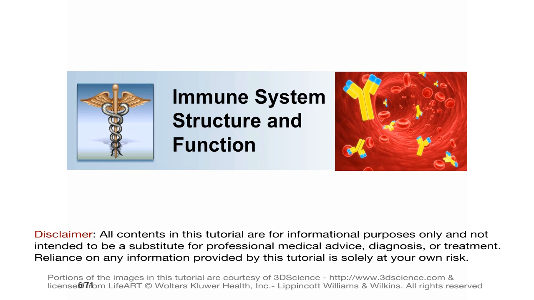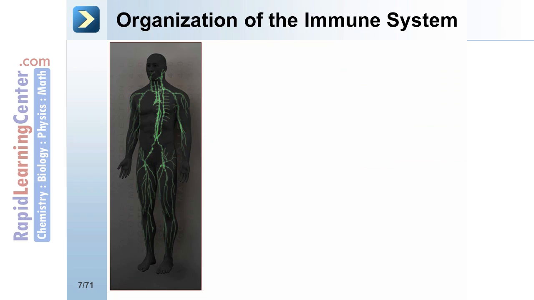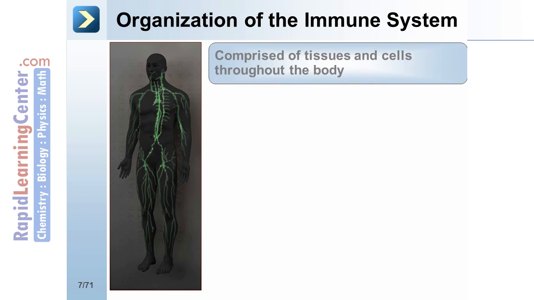Now, let's get started with a review of the anatomy and physiology of the immune system. Unlike organs like the liver and heart, which are localized masses of tissue, the immune system is comprised of both tissues and cells throughout the body.